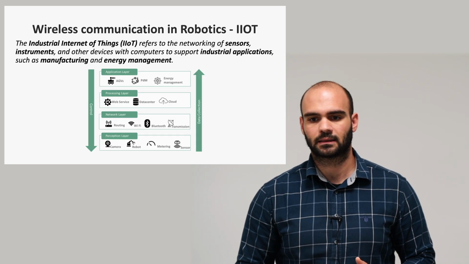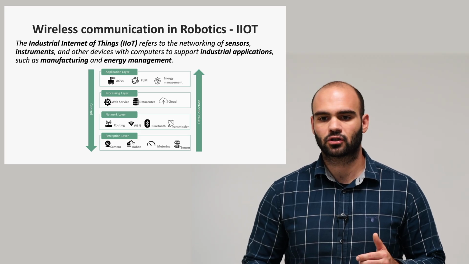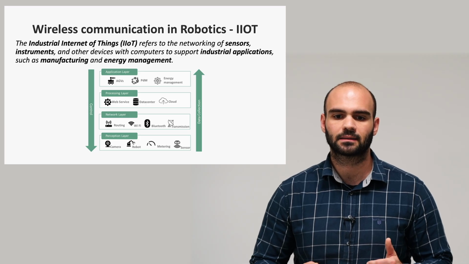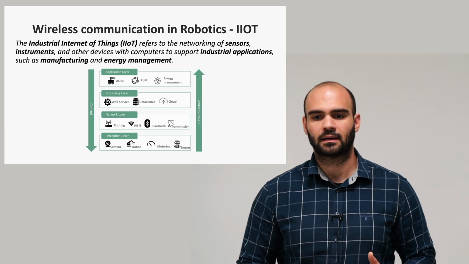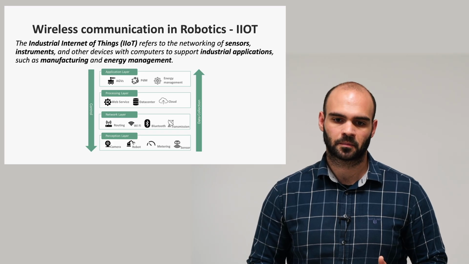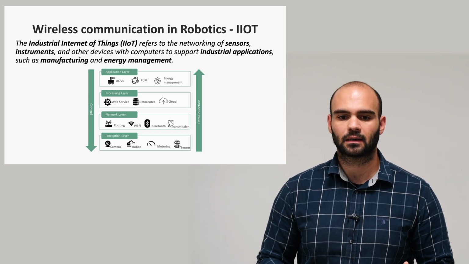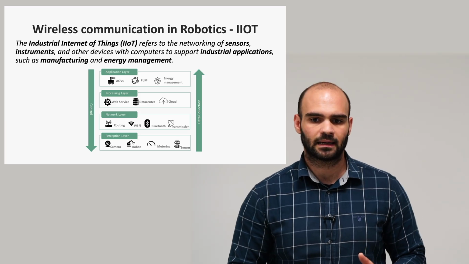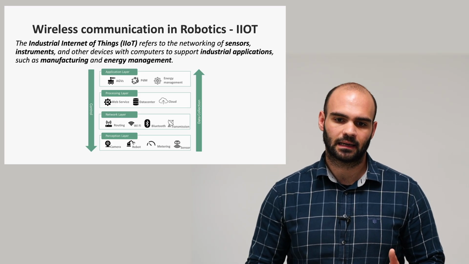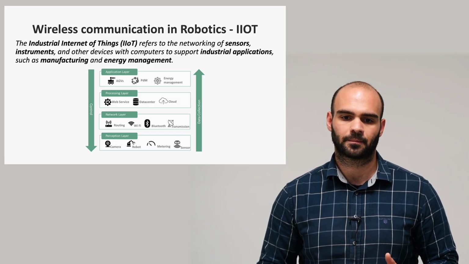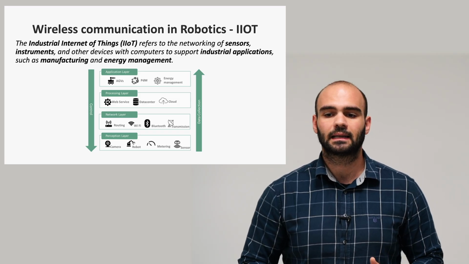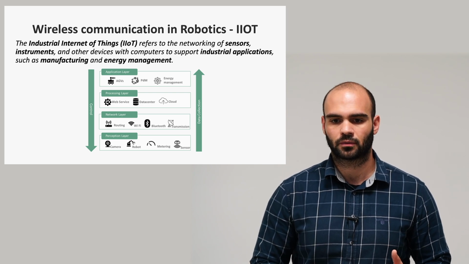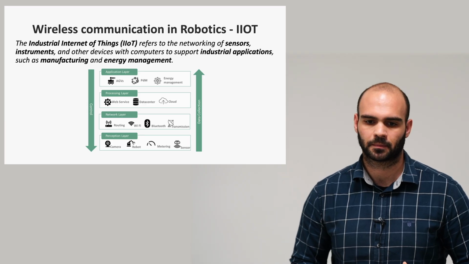The Industrial Internet of Things, or IIoT, connects sensors, instruments, and devices with computers to support industrial operations like manufacturing and energy management. At the perception layer, sensors and robots collect real-world data. The network layer transmits this data wirelessly using Wi-Fi, Bluetooth, or other protocols. The processing layer handles data storage and analysis through cloud or data center services. Finally, the application layer enables functions like predictive maintenance, HVAC control, and energy optimization, all improving automation and efficiency.